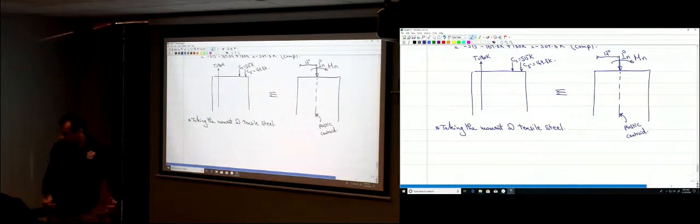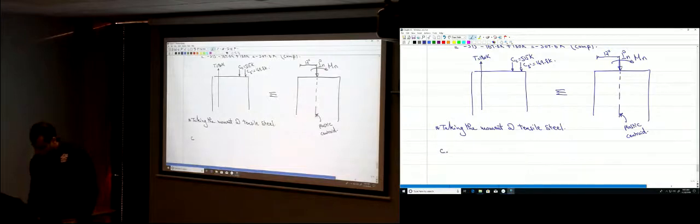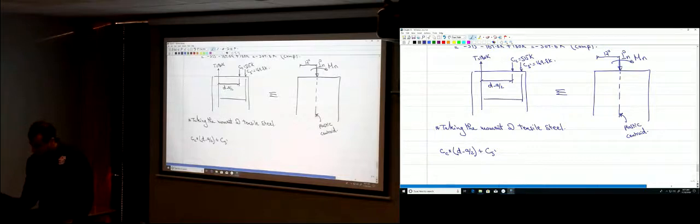So for the first system over here, you have Cc, the compression force in the concrete, this 515, multiplied by this distance. How much is this distance? It's d minus a divided by 2. Plus Cs' multiplied by this distance. How much is this distance? It's d minus d double prime.